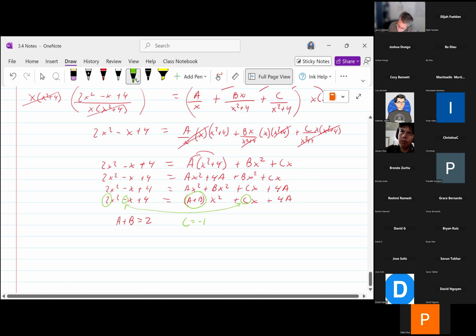Okay, and then 4 is equal to 4a. So what is a then? If 4 is equal to 4a, then wouldn't a equal 1? Yeah, a equals 1. And if a plus b have to be equal to 2, then 1 plus b is equal to 2, then b is equal to 1. So we get c is equal to -1, and b is equal to 1 and a is equal to 1.